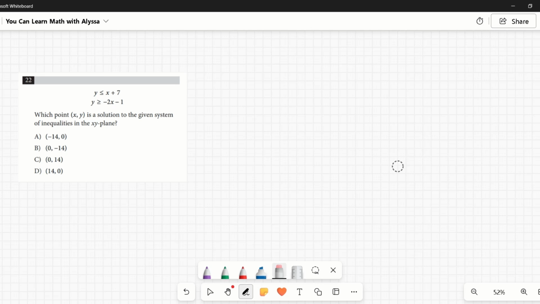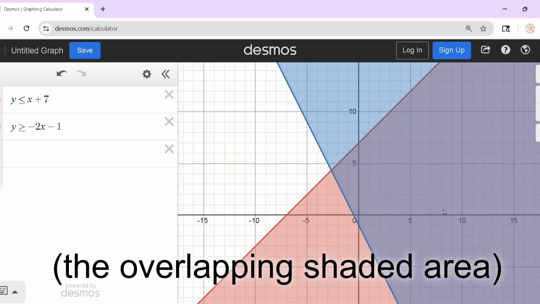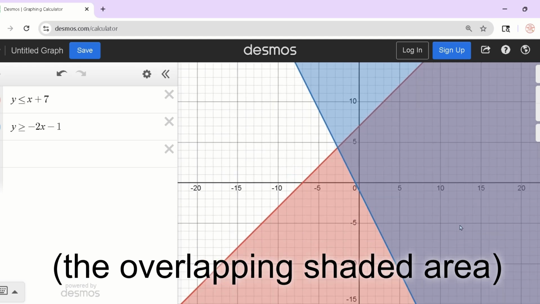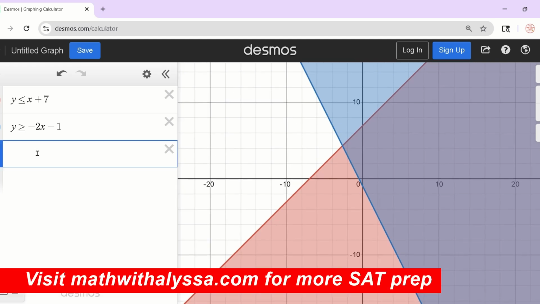The other way you can do this is through graphing. You're going to input both of these into Desmos, and here we go. I have them both here already. Y is less than or equal to x plus 7. Y is greater than or equal to negative 2x minus 1. And the area that you want is somewhere in this shaded area. Now, the 4 points that they gave, you can do this a couple ways. You could enter all these points here and see which one is in that area, or you can just look at the graph itself.